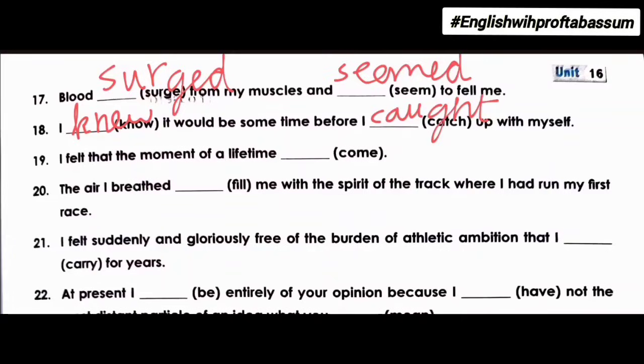Next one: I felt that the moment of a lifetime (come). So the rule is that for an earlier past action, we need to apply the past perfect rule, and the past perfect rule is had plus V3. So the bracket word come will change to had come.